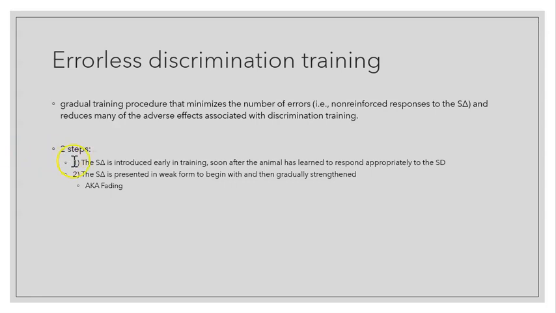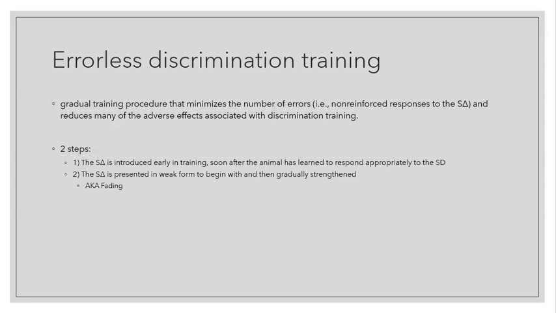So the male song is our S delta, the song that they are not supposed to go to. So we're going to present the S delta now. Now they're going to hear a female song and they're supposed to go to the feeder. And now they hear a male song where they're not supposed to go to the feeder. Because it's early on, and they haven't had too much experience with the SD yet, we're going to avoid frustration with trying to figure out the difference between the two.